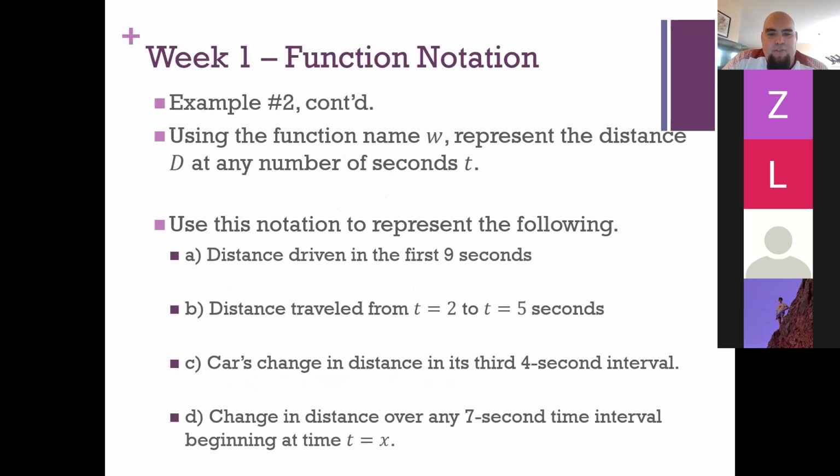So now let's go the opposite direction. I'm going to give you a few descriptions in English, and I want the function notation. So we're going to use a function called W. That function W represents the distance D at any number of seconds T. So I have 4 different scenarios here. The distance driven the first 9 seconds, distance traveled from t equals 2 to t equals 5 seconds, and so on. Again, I'm going to give you a couple minutes here. When I come back, I would like some more volunteers for the function notations that would give these ideas. So I have 9:17. I'll come back to you at, let's say, 9:19.